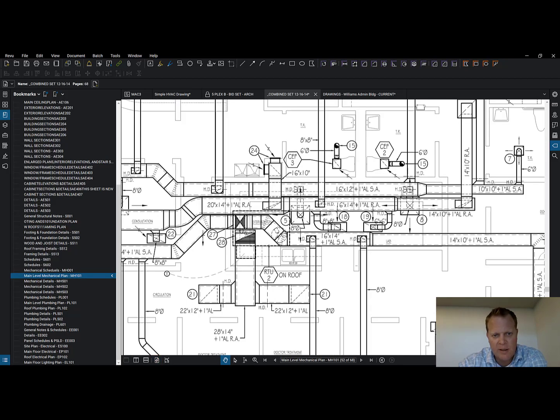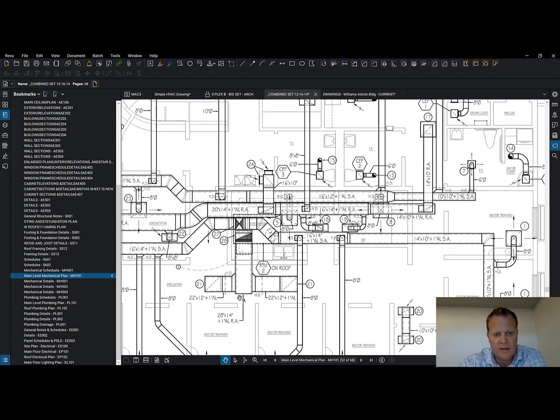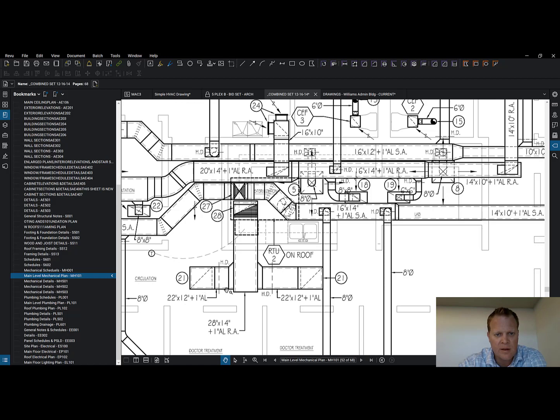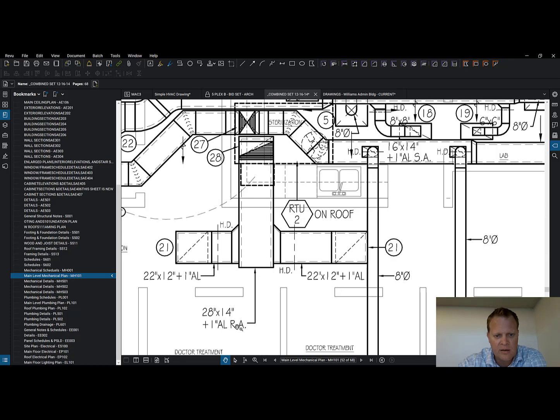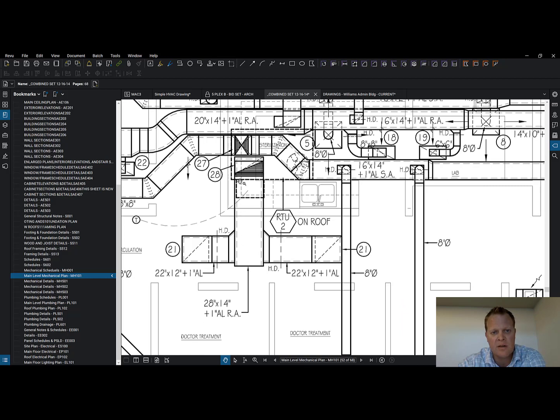So we've got duct coming down here, duct coming up here. So what is this right here, right? That is that guy right there, 21. Do you see the RA? Return air. This has got to be the return side of the makeup air unit. Sorry, not the makeup air unit, the rooftop unit. So this is the return side. The air is coming back this way.